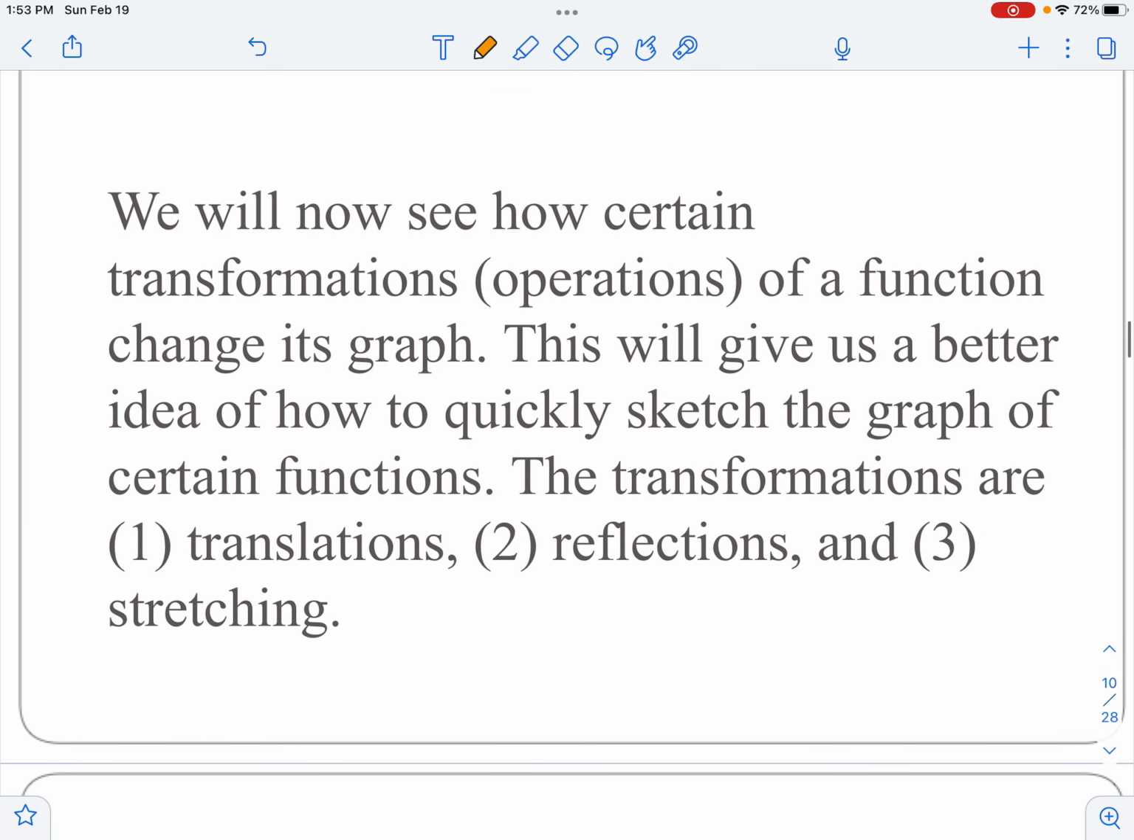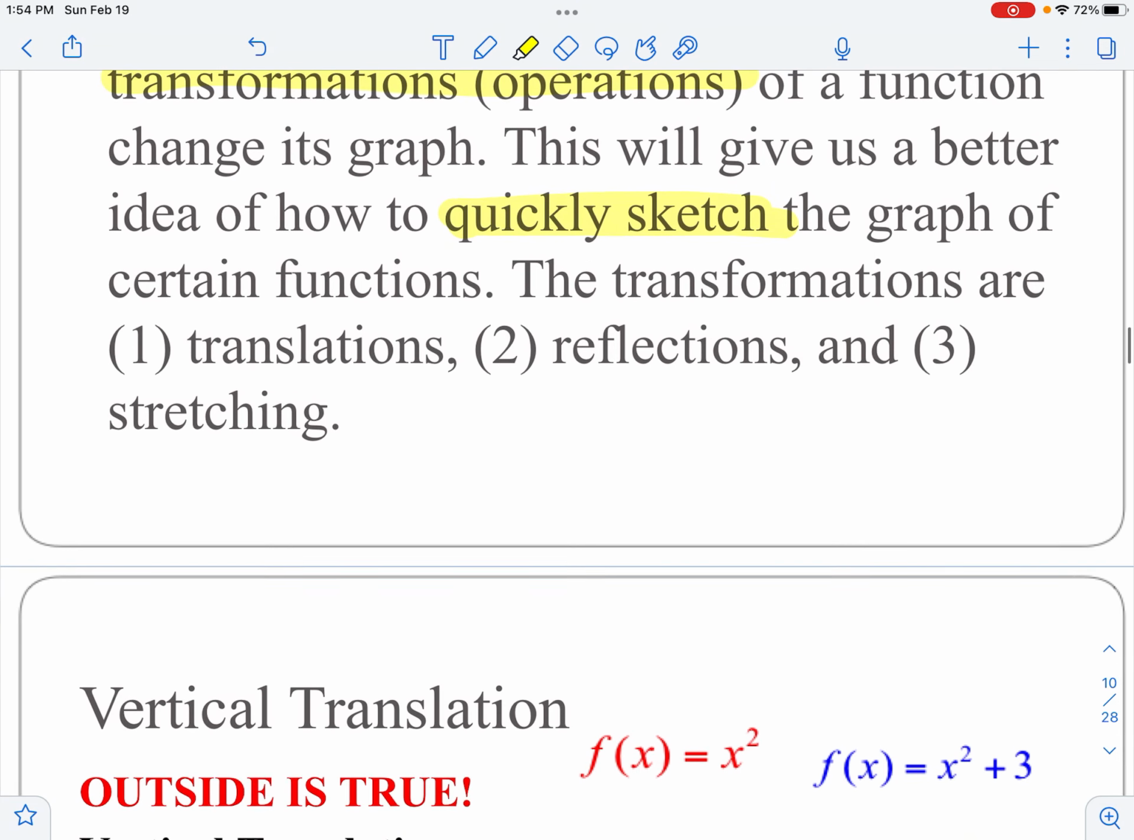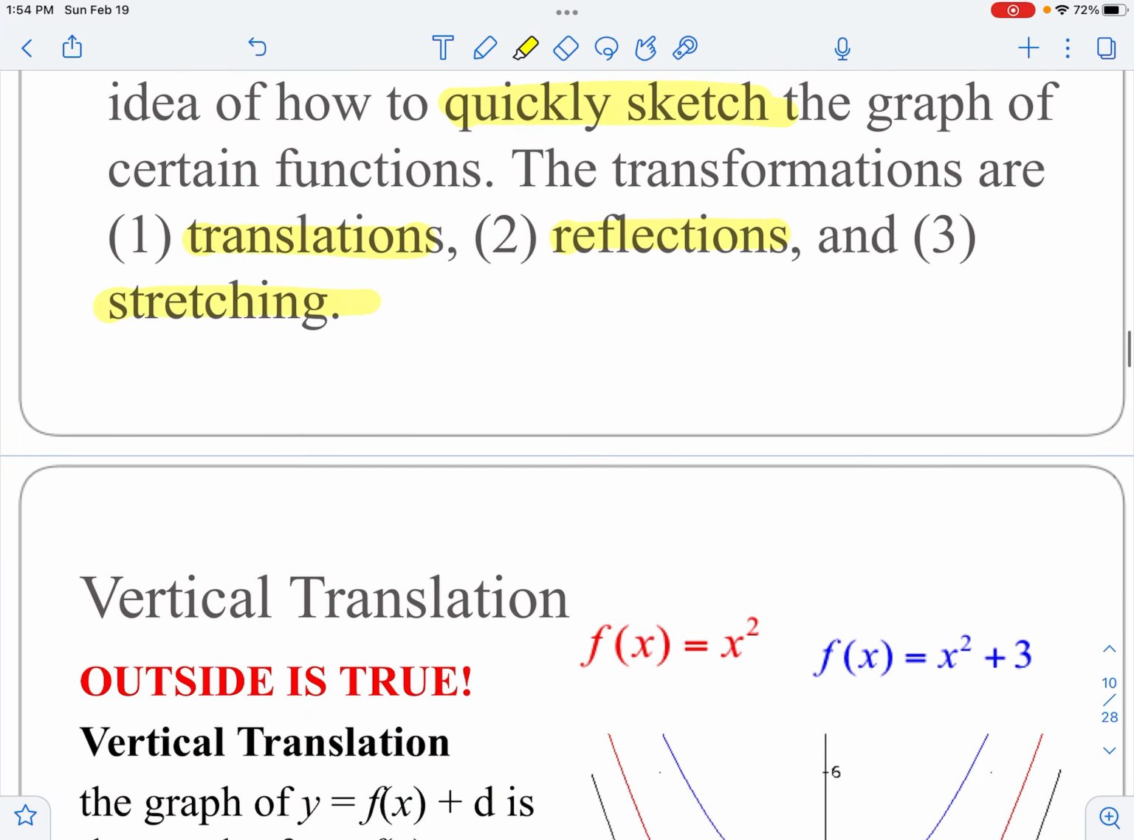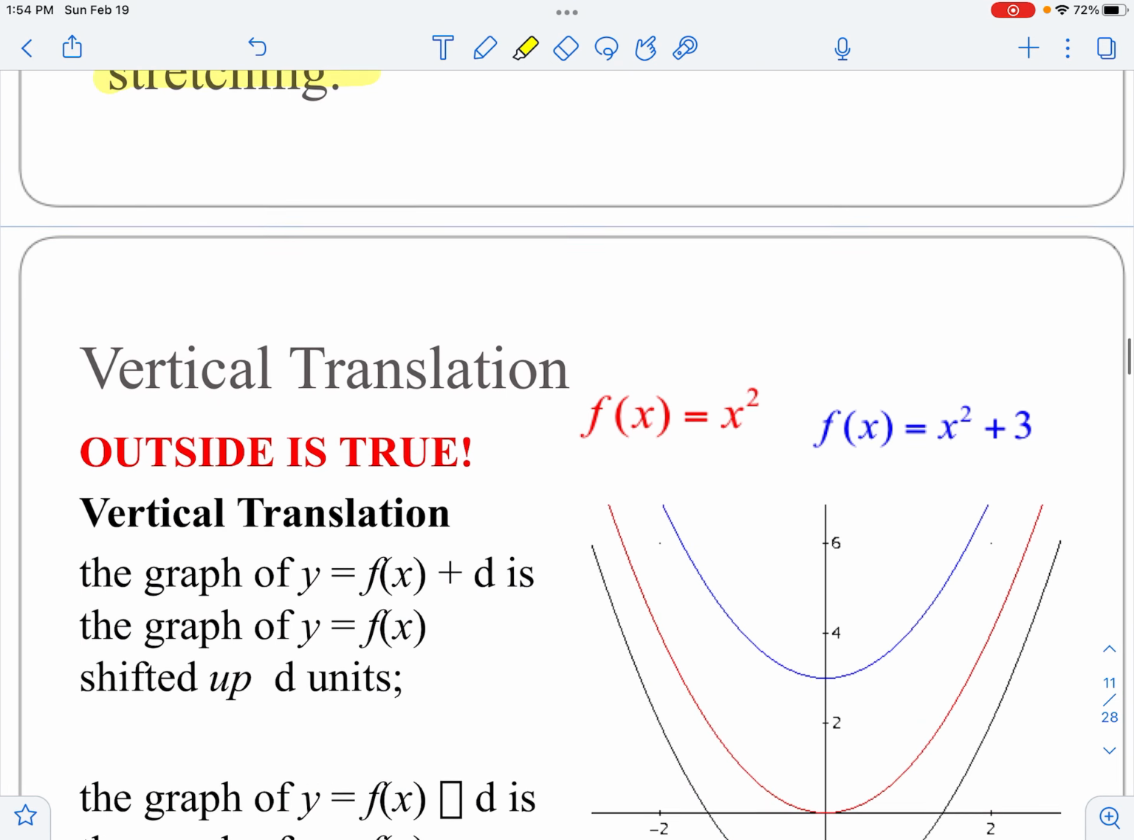We'll now see how certain transformations or operations on a function change the graph. This will give us a better idea of how to quickly sketch. That's the key word right here, quickly sketch the graph of certain functions. So you have 3 things: a translation, a reflection, and a stretch. Let's define each of those things real quick.